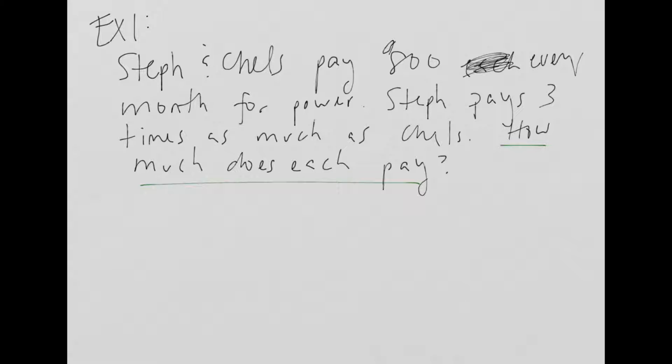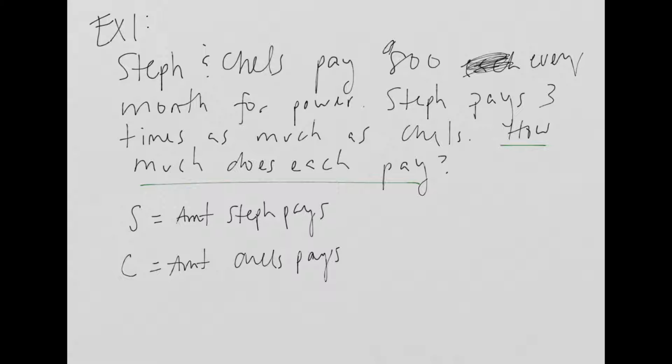So we're asking, how much does Steph pay? So we'll let S be the amount Steph pays. And we're also looking for the amount that Chelsea pays. So those are going to be my two variables. I have S being the amount that Steph pays, C being the amount that Chelsea pays. Now again, where did those come from? Those are what I'm trying to solve for. So your variables are always going to be, what are you trying to solve for? So I have my two variables, an S and a C.